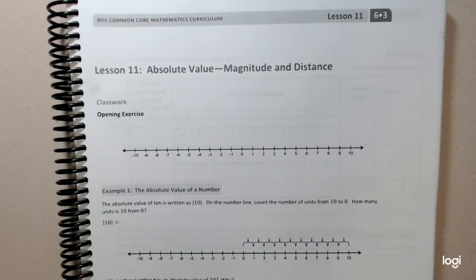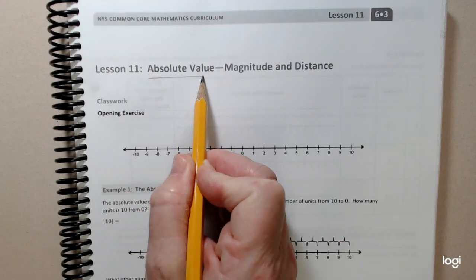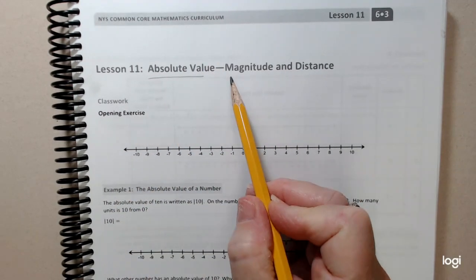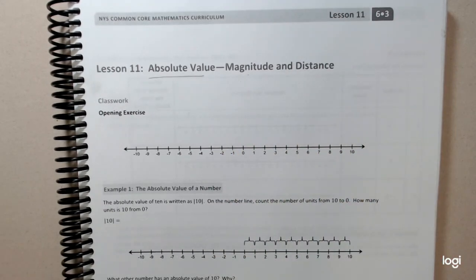Today we're going to look at lesson 11. We are still dealing with number lines and integers. We're going to talk about something called absolute value, and that's going to lead us into magnitude and distance. Absolute value, if you look at my number line, is actually very simple.